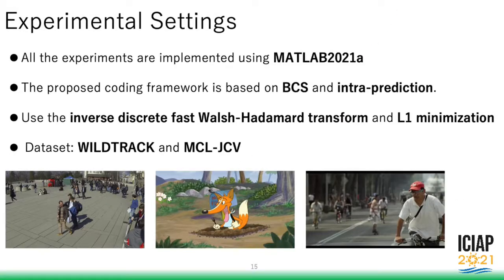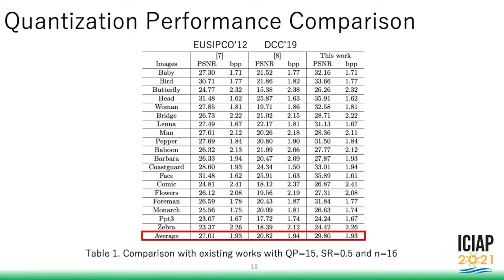Before showing results, I explain the experimental setting. All the experiments are implemented using MATLAB 2021A. The proposed coding framework is based on block-based compressive sensing and intra-prediction. We use the inverse fast Walsh-Hadamard transform and L1 minimization to recover the sparse measurement. Datasets are WildTrack and MCL-JCV, which include some video datasets.